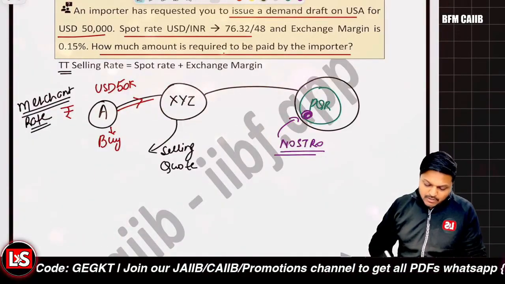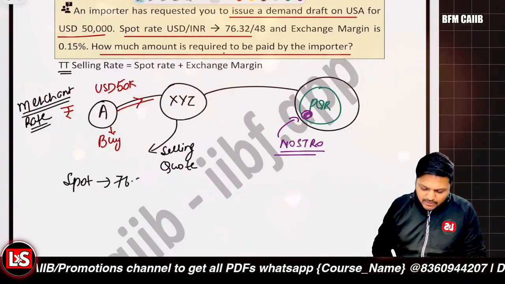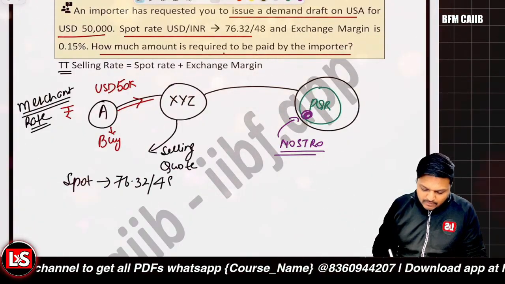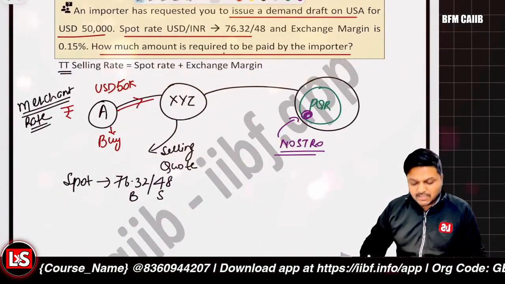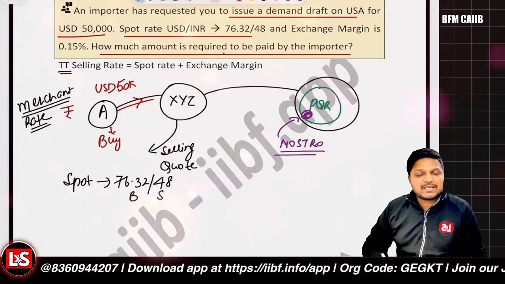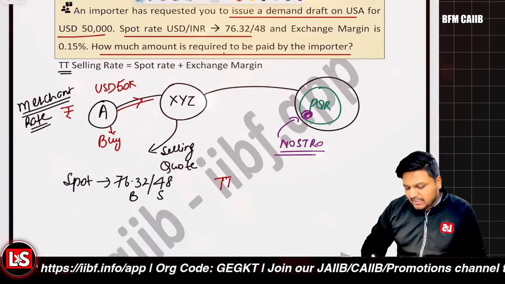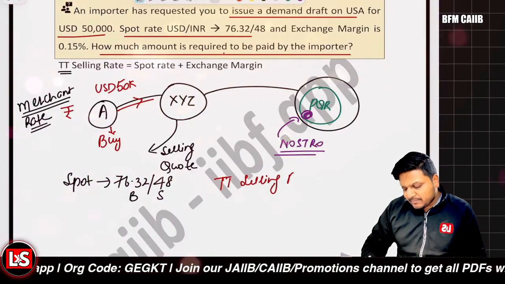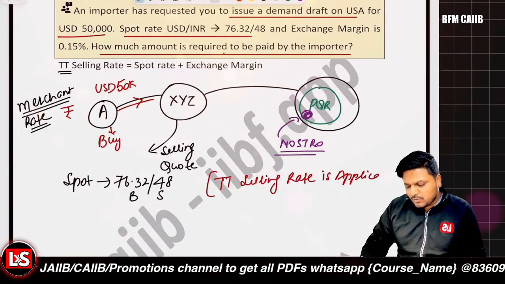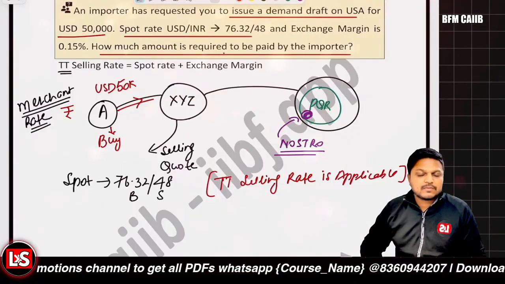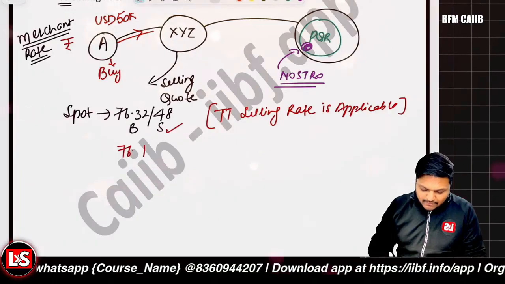Simple as that. So the spot rate is given as 76.32 slash 48. This is the buying quote, and this is the selling quote. We are to consider the selling quote, because the bank is to give the selling quote, right? So we know by now which rate is applicable. It is the TT selling rate. Now the selling price will be picked up, so it is 76.48.